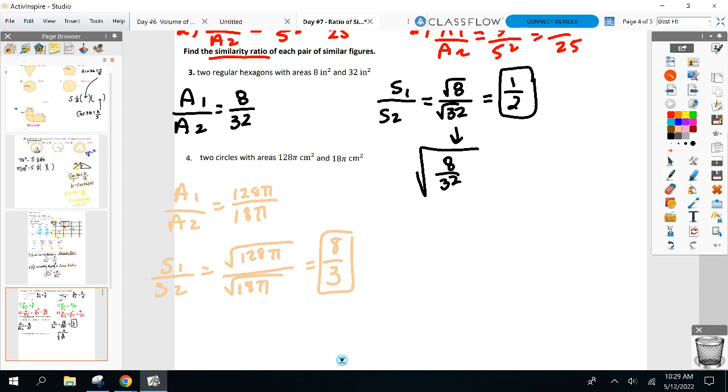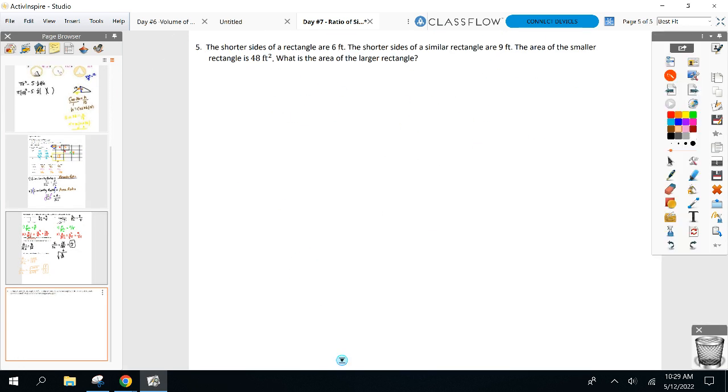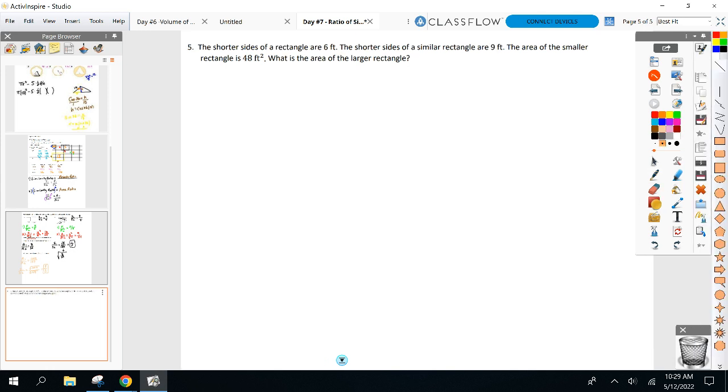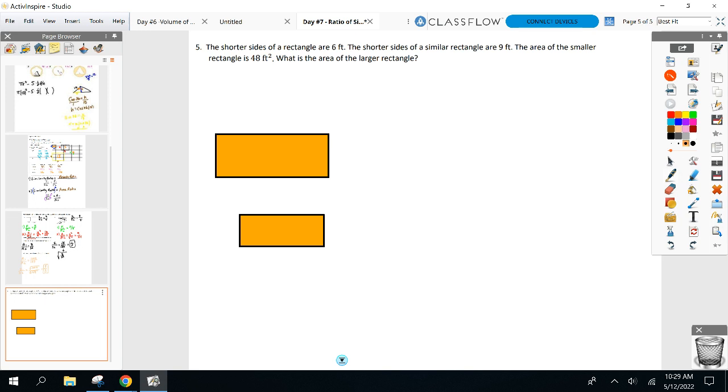All good? All right, this last problem is basically, do we know what has been going on today? Because this is where I need you to be. 2 rectangles are similar to each other. Shorter side of one is 6 feet, shorter side of the other is 9 feet. Area of the smaller one is 48 square feet. What is the area of the bigger one?